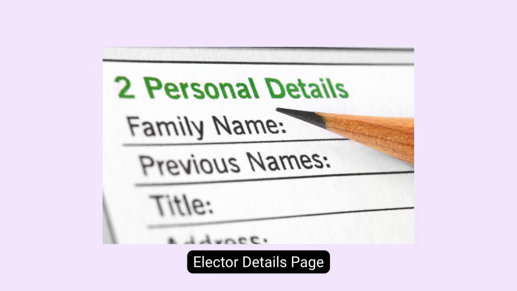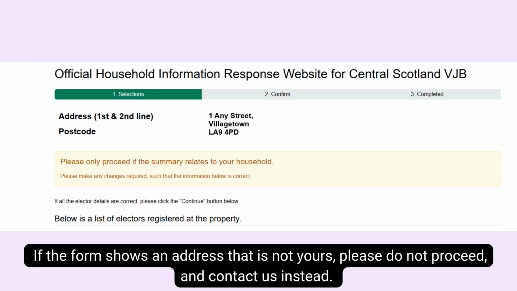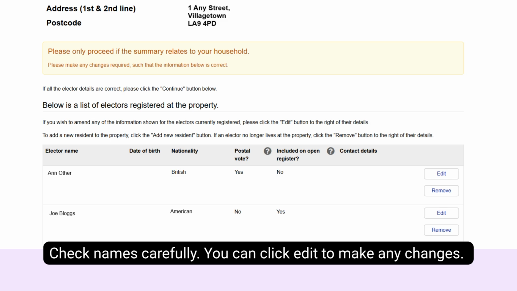Elector Details page. After you have entered the codes, a page will list all the electors registered at the property. Check the address is correct. If the form shows an address that is not yours, please do not proceed and contact us instead. Check the names carefully. You can click Edit to make any changes.